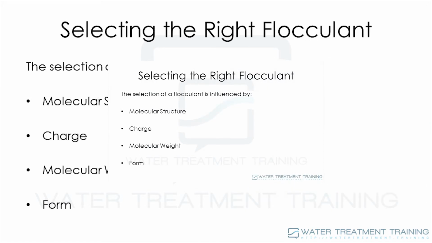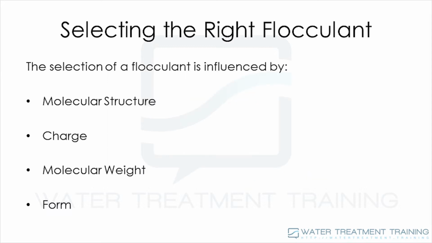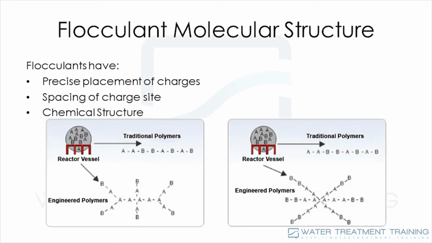Selecting the right flocculant is greatly influenced by four characteristics: molecular structure, charge, molecular weight, and form. With the advancement of technologies, the manufacturing of polymers that have precise placement of charges is possible. The optimum spacing between the charges ensures that all charge sites are used and that expensive charge is not wasted. Different molecular structures have their use for a range of unique applications.